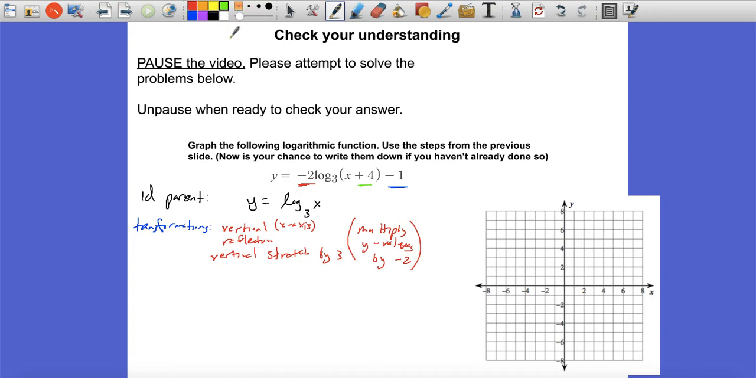All right, then the green one, that's our horizontal shift. And that would be left 4. And then we have finally our vertical shift. And that's negative, so it's down 1. Remember, horizontal is opposite what you'd think. Plus is left, minus is right.